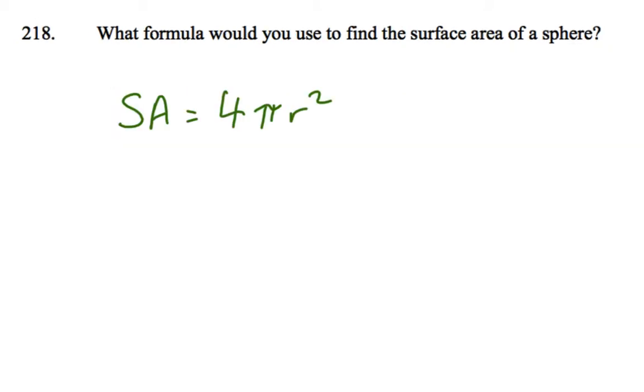Surface area of a sphere is 4 times pi r squared. I'm fascinated by the fact that it's so similar to the normal area of a circle, but I guess you could think of a sphere and a circle being pretty similar to each other.